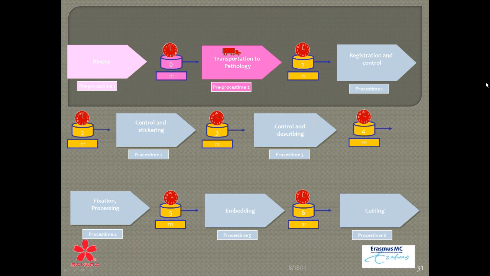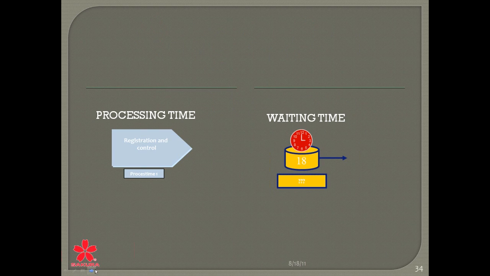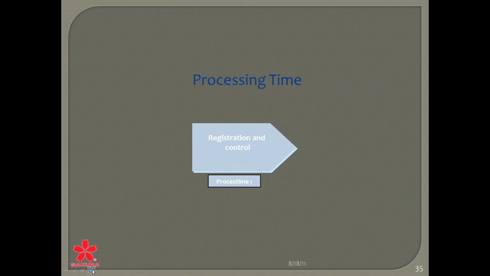And the process is going on and on. But when you go over this, at the end, we authorized it, and because we were a university lab, we had some assistant pathologists, so that's why there is consulting and co-authorizations going on in the lab. But that's within our lab, we had to do it. So there are two different times we see, processing time and waiting time, and we will go on with the processing time.